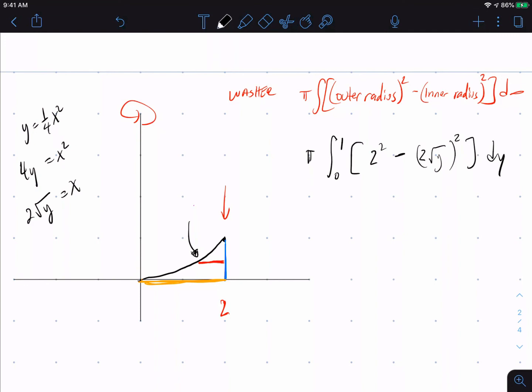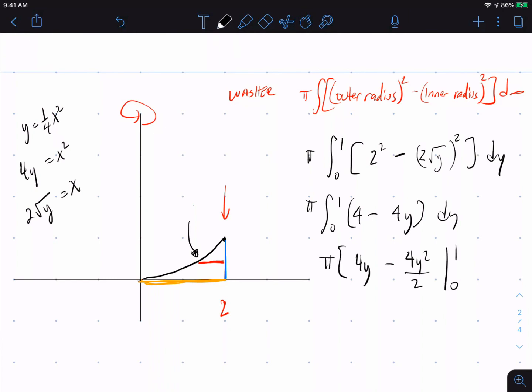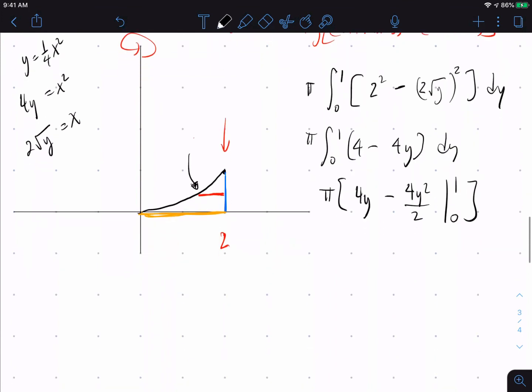Okay, so then I'm going to get pi times the integral from 0 to 1 of 4 minus 4y dy, which is going to give me 4y minus 4y squared over 2, evaluated from 0 to 1, times pi. That's going to give me pi times 4 minus 2 minus 0, which is going to give me 2 pi units cubed.